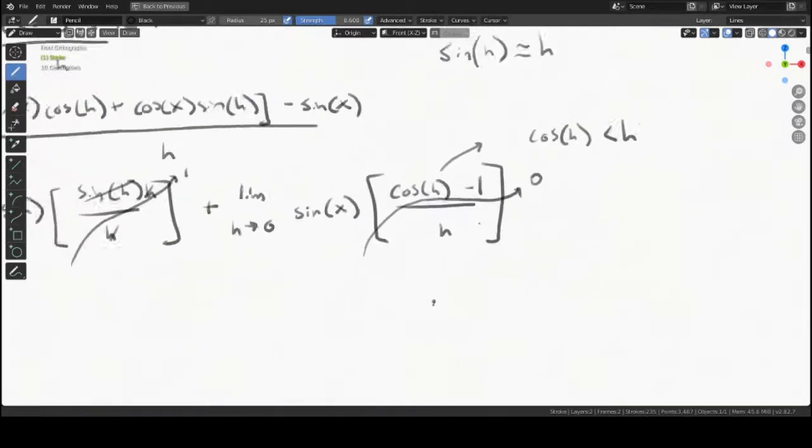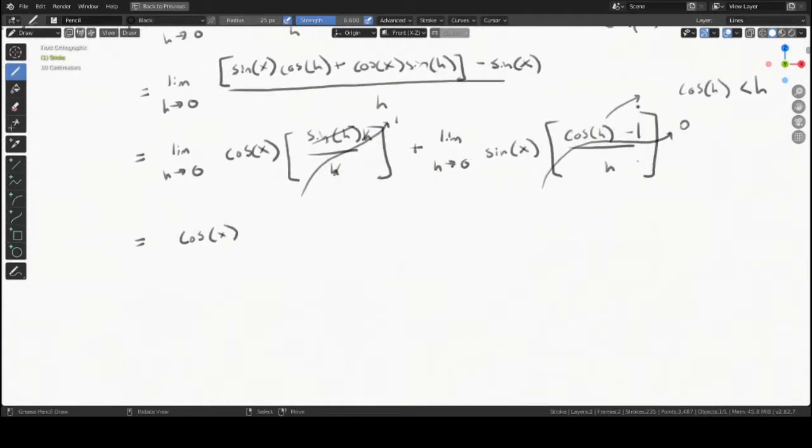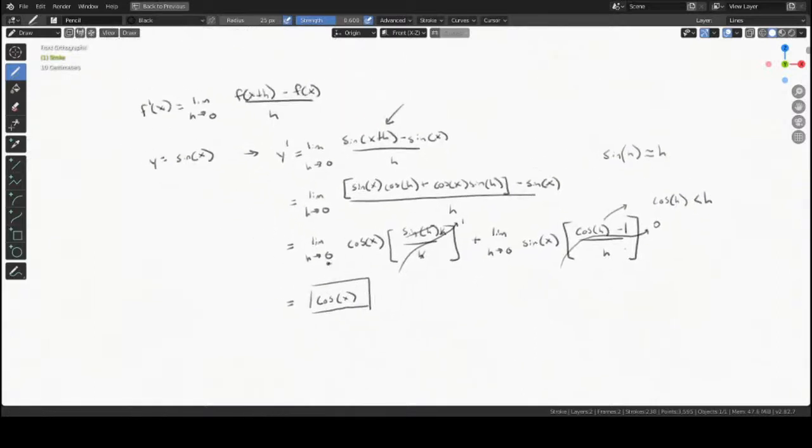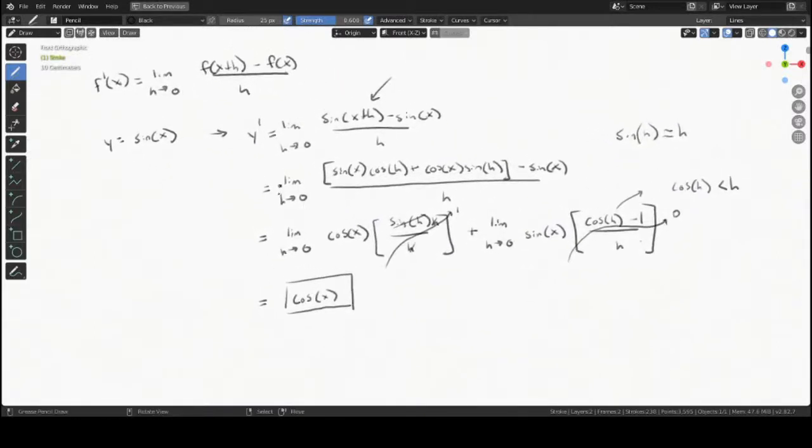So using these deductions, this whole term goes off to 0, and we're simply left with cosine of x. This is how we can derive a trigonometric function's derivative using the limit definition of a derivative.